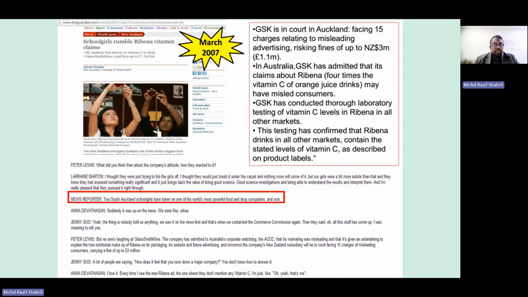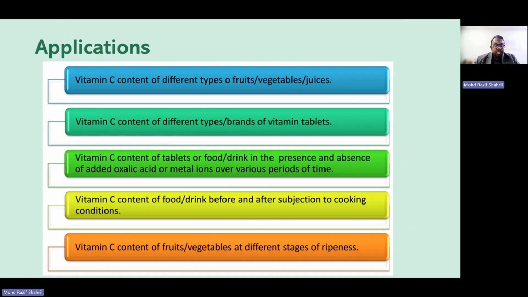We can use it to find the vitamin C content of different fruits, vegetables, and juices, test different brands of vitamin tablets, and even track how vitamin C content degrades before and after exposure to cooking conditions or at different stages of fruit ripeness.